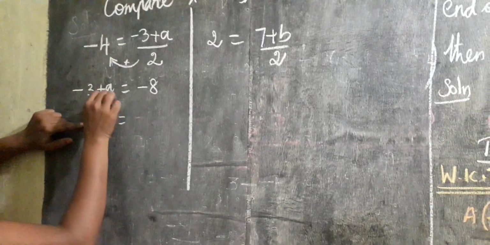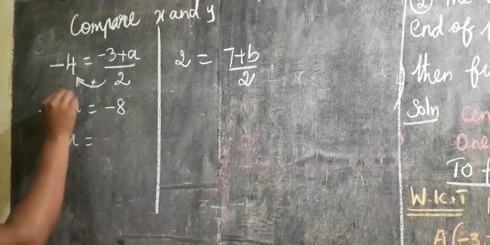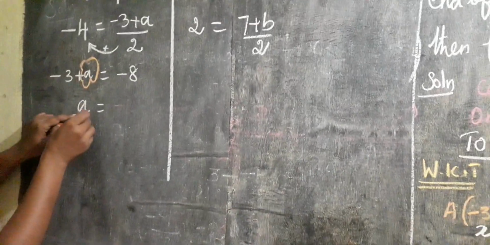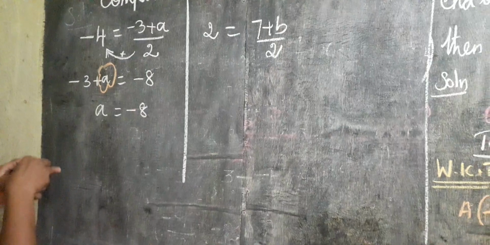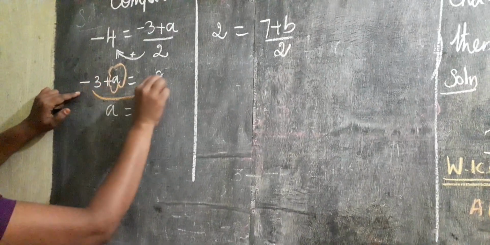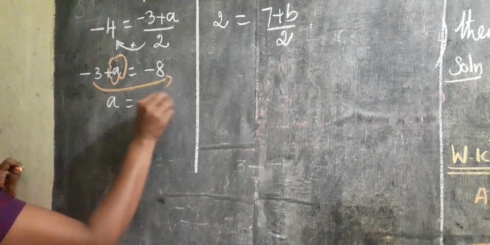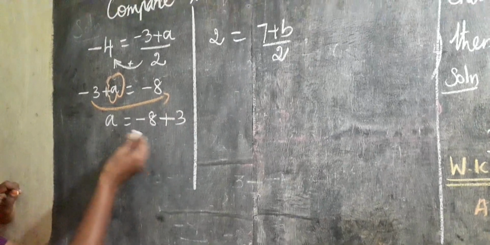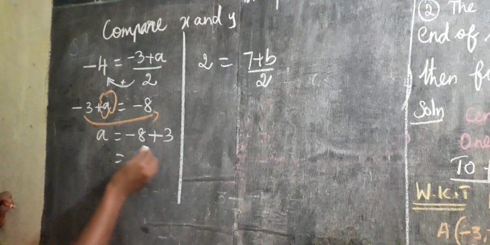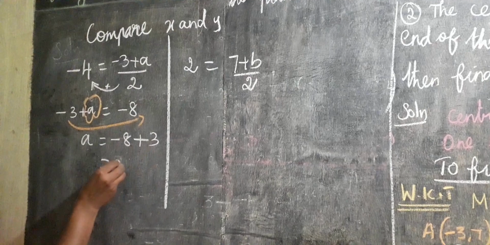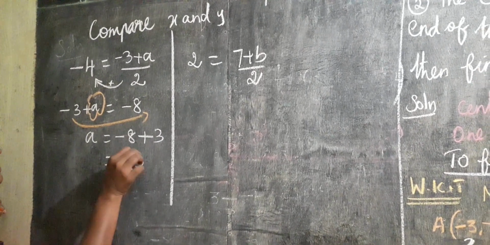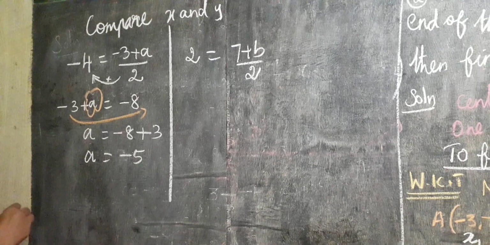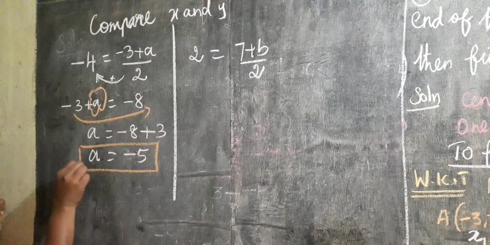So, we have to find the value a. So, minus 8, this plus minus 3. This minus 3 is coming to this side, which means plus 3. Okay. So, what is the value? Different sign, subtract. Minus 8 plus 3. Different sign, subtract, and put the greater sign. So, minus 5. So the value a is equal to minus 5.